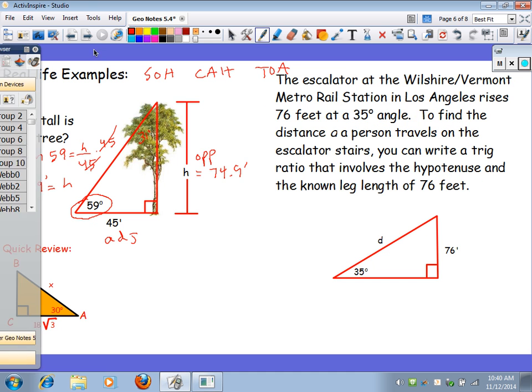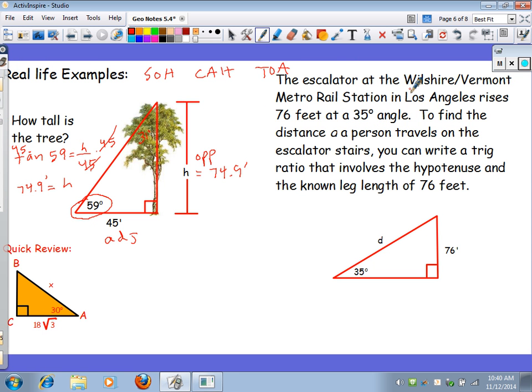Now there's an escalator at Wilshire, Vermont Metro Rail Station in Los Angeles, and it rises 76 feet at a 35-degree angle. That means from the bottom straight to the top, the height would be 76 feet. The escalators would be going up at a 35-degree angle. So circle the 35. It's good to circle your angles.